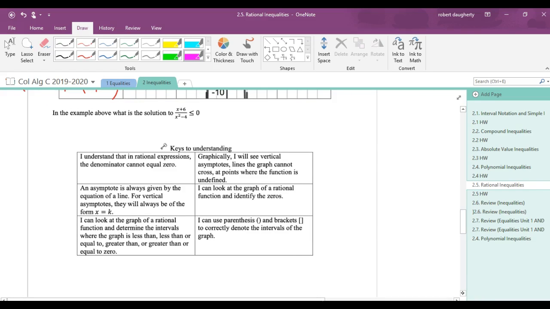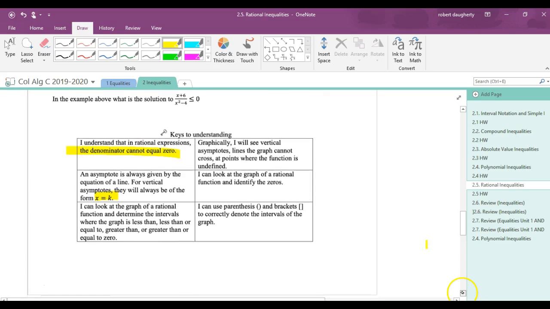So here's the big thing in this section. You know that the denominator, I don't like that color, it's too much. In rational expressions, the denominator can't be 0, okay? So you'll see a graph and you're going to see vertical lines. That tells you those are vertical asymptotes. That's where the graph is undefined, okay? And it's always going to be the form x equals some number. That's the equation of the asymptote. And then you should be able to look at the graph, identify the zeros, give me the domain, and give me information about inequalities, okay?